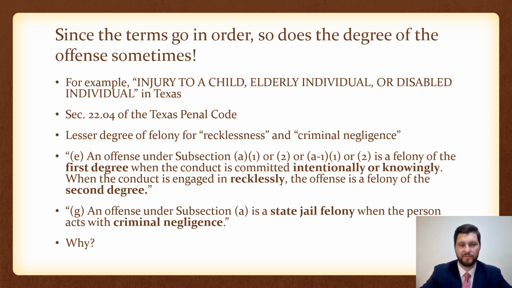So in Texas, a real life example is in section 22.04 of the Texas Penal Code. That section deals with injury to a child, elderly individual, or disabled individual in Texas. I actually had a mother of a client call me today and say, what is my daughter charged with? I don't get it. I don't know what the charge is. And I said, well, she's charged with a felony of injury to a child, elderly individual, or disabled individual. I don't know which one it is yet because I don't have the evidence.